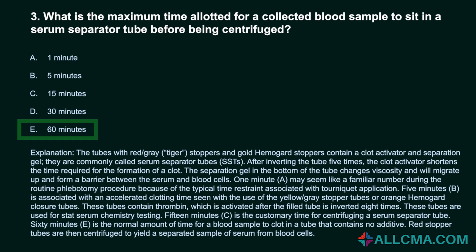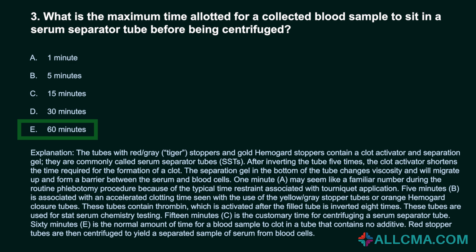The tubes with red/gray, tiger, stoppers and gold Hemiguard stoppers contain a clot activator and separation gel. They are commonly called serum separator tubes, SSTs. After inverting the tube 5 times, the clot activator shortens the time required for the formation of a clot. The separation gel in the bottom of the tube changes viscosity and will migrate up and form a barrier between the serum and blood cells.